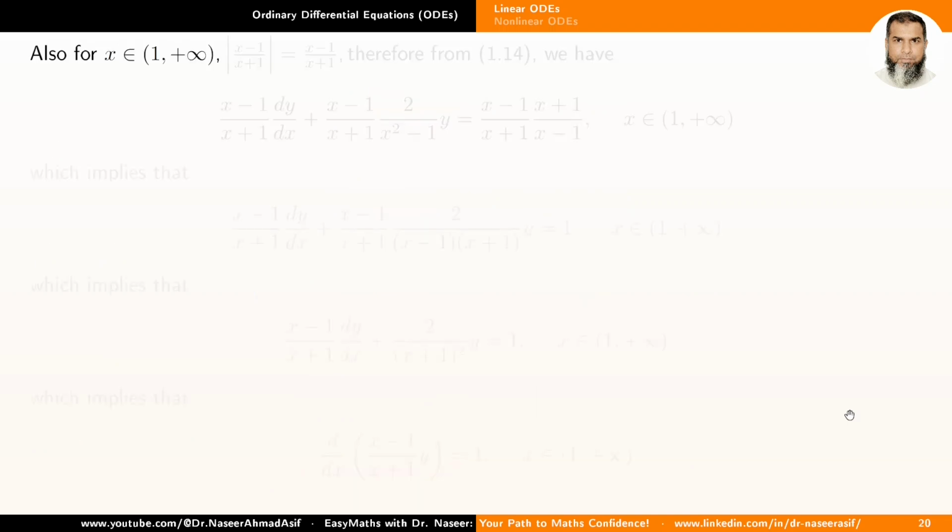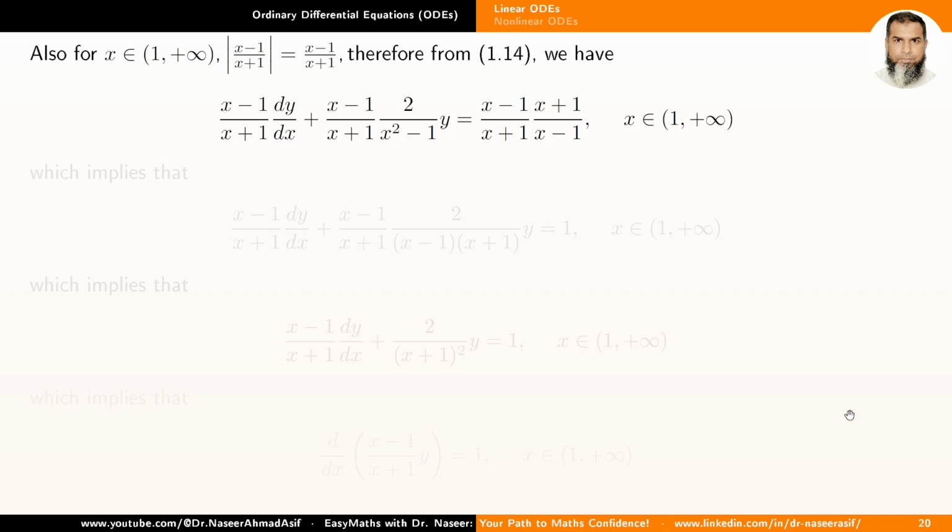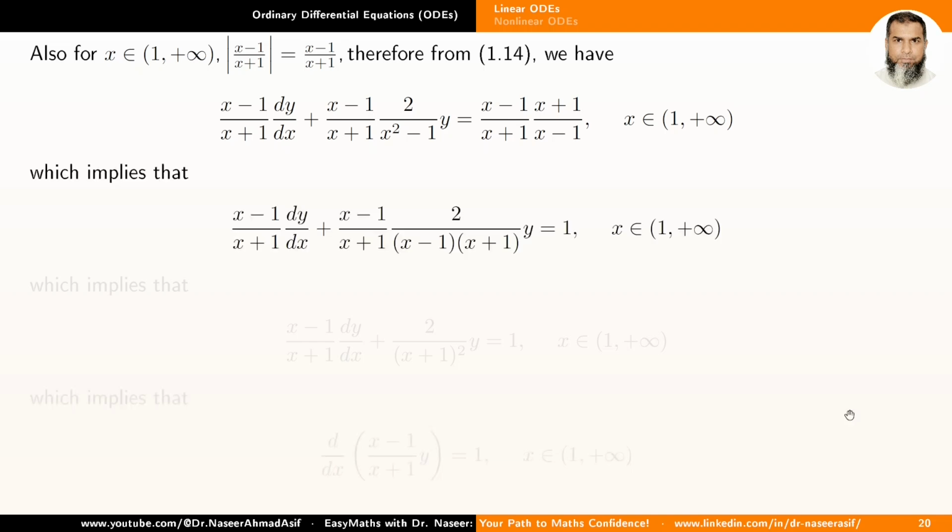Also for s belongs to (1, +∞), |(s-1)/(s+1)| is equal to (s-1)/(s+1). Therefore, from equation 1.14 we have (s-1)/(s+1) dy/dx + (s-1)/(s+1) · 2/(s²-1) · y = (s-1)/(s+1) · (s+1)/(s-1), where s belongs to (1, +∞), open interval. So we have (s-1)/(s+1) dy/dx + (s-1)/(s+1) · 2/((s-1)(s+1)) · y = 1, where s belongs to (1, +∞), open interval.